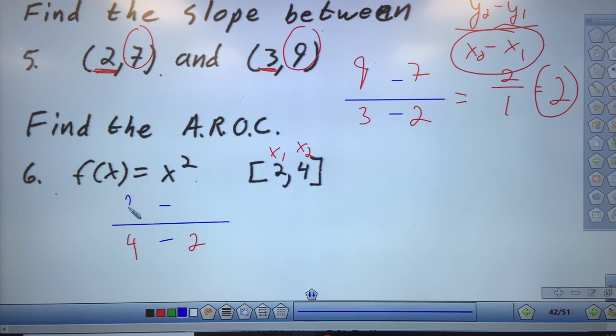Now I need to figure out what to put on top here. So I take this 4, and I plug it into x squared. So 4 squared is going to be 16. I take this 2 and I plug it into this. So 2 squared, that would be 4. And now, I'm just going to do my normal arithmetic. 16 minus 4 is 12. 4 minus 2 is 2. 12 divided by 2, that's going to give me 6. So my average rate of change is a slope of 6.